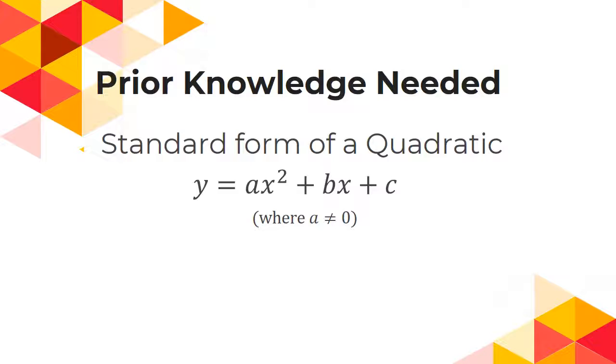Some prior knowledge needed as we continue through this process is to remember what standard form of a quadratic looks like. Your x squared value comes first, your bx term comes second, and your constant comes third. Remember, a is just the number, your leading coefficient, or the number in front of the x squared. Your b value is the number in front of your x, and the c is your constant.